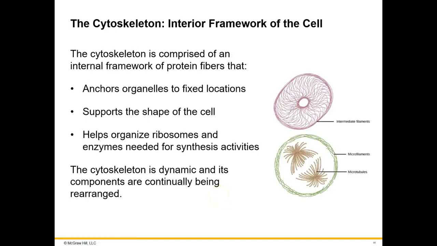When we look at the cytoskeleton, it is comprised of an internal framework of protein fibers that anchor organelles to fixed locations, that also support the shape of the cell, and that will help organize ribosomes and enzymes needed for synthesis activities. So the cytoskeleton is dynamic, and its components are continually being rearranged. So here are the main three components separated in a way that you'll never actually see them. But it does make it easier to visualize the structure of the intermediate filaments compared to the microfilaments and the microtubules. That's why I included this image.